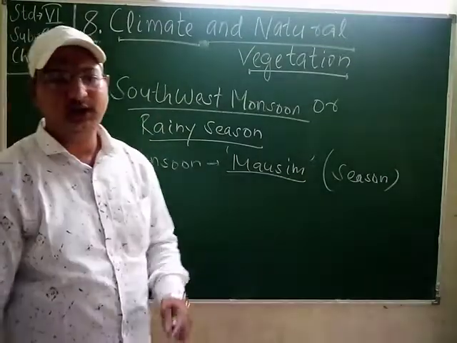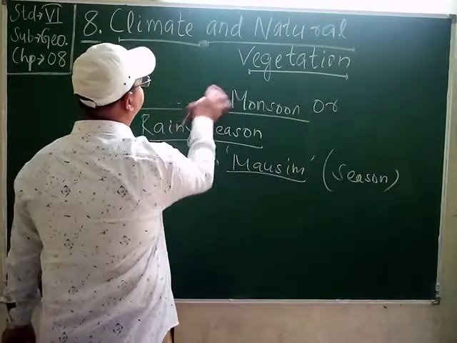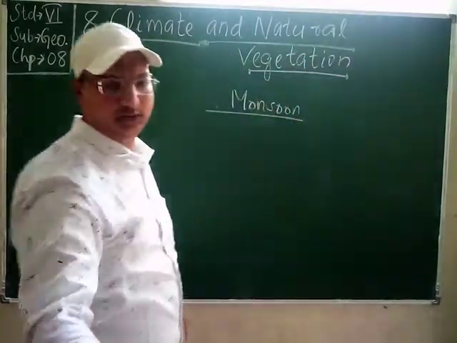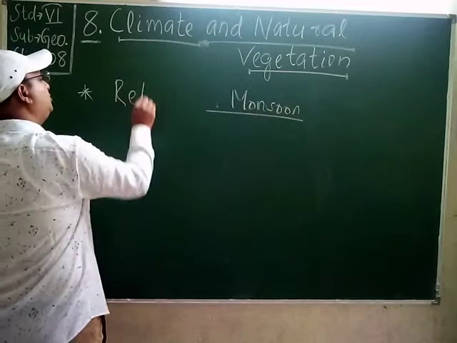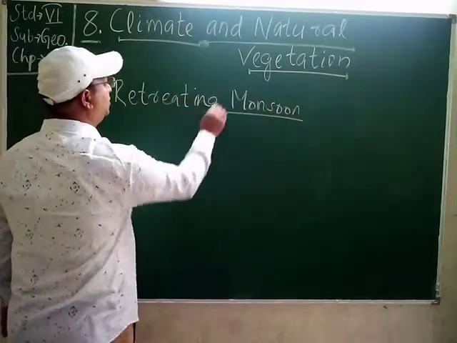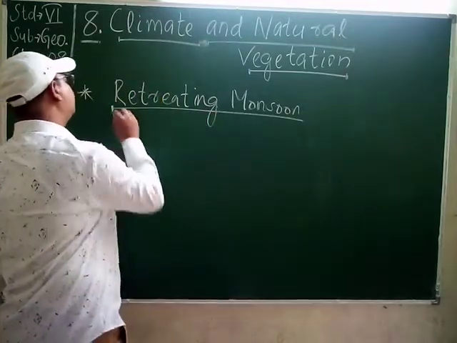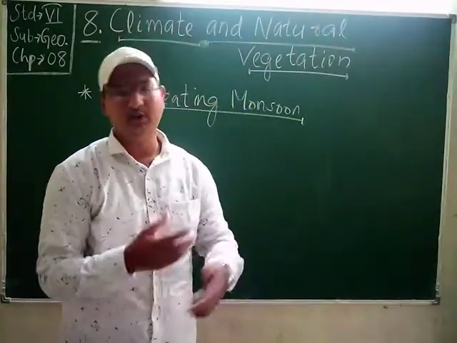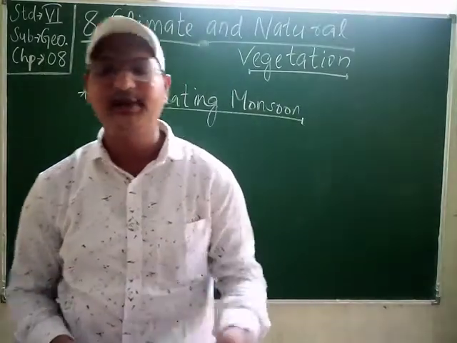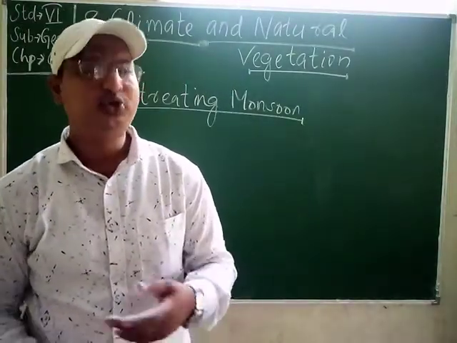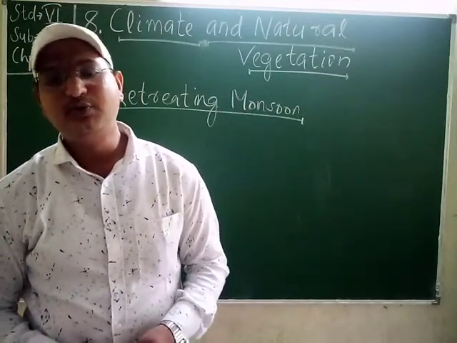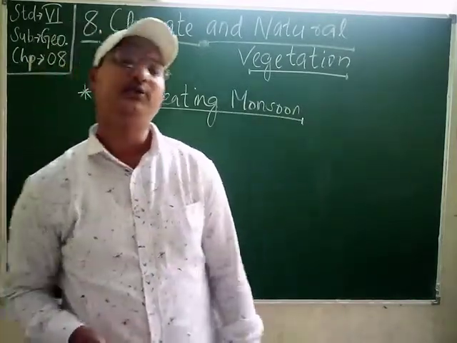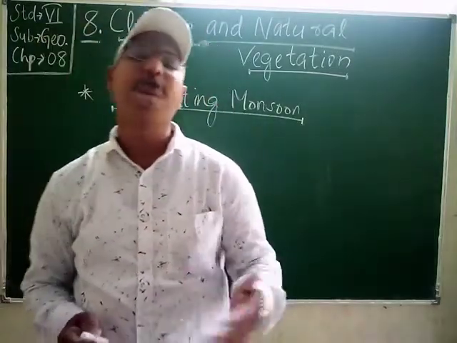Students, next is the retreating monsoon, meaning the return. The retreating monsoon is the reversal of the monsoon. This season is marked by complete reversal of wind movements as compared to the monsoon season. Winds move from land to sea. These are dry winds, but they pick up moisture from the Bay of Bengal, and it rains in the south, particularly Tamil Nadu, Telangana and Andhra Pradesh.